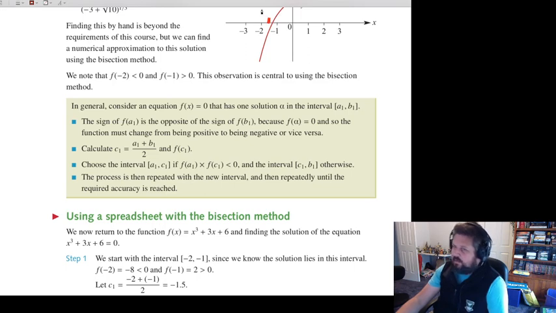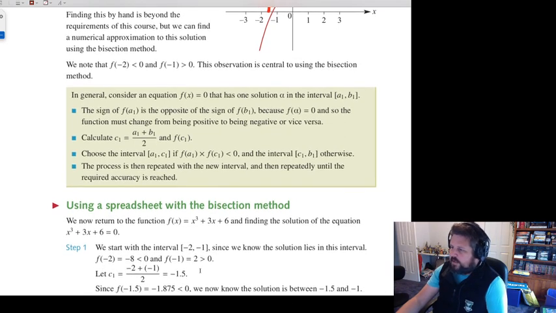That's negative 1.5, sorry. So now what we're going to do is calculate what happens when we substitute negative 1.5 into the equation. We're going to find out f of negative 1.5.